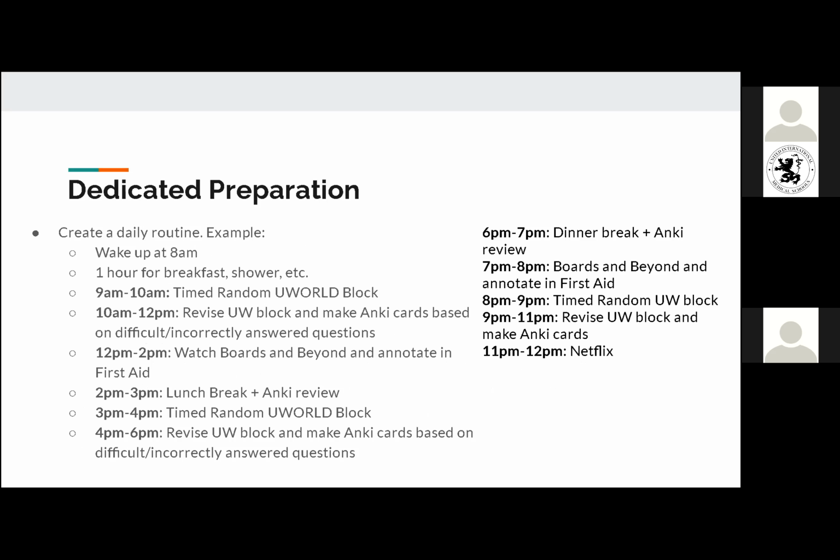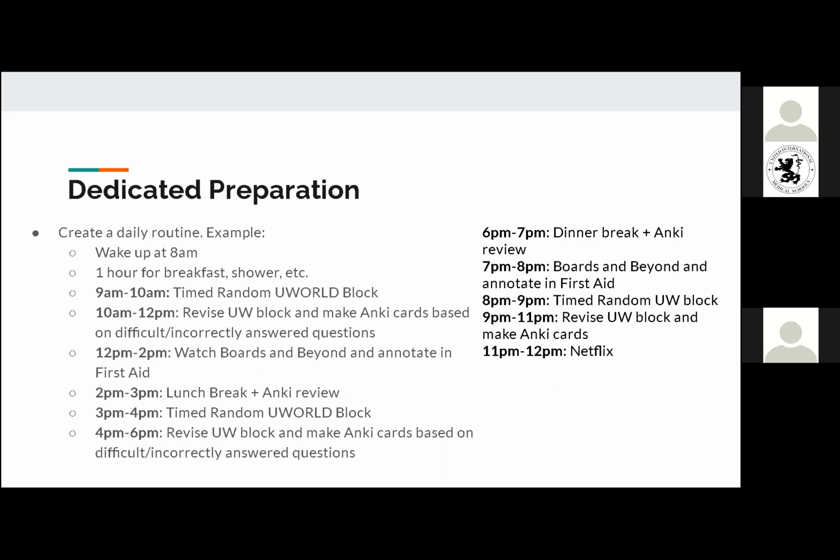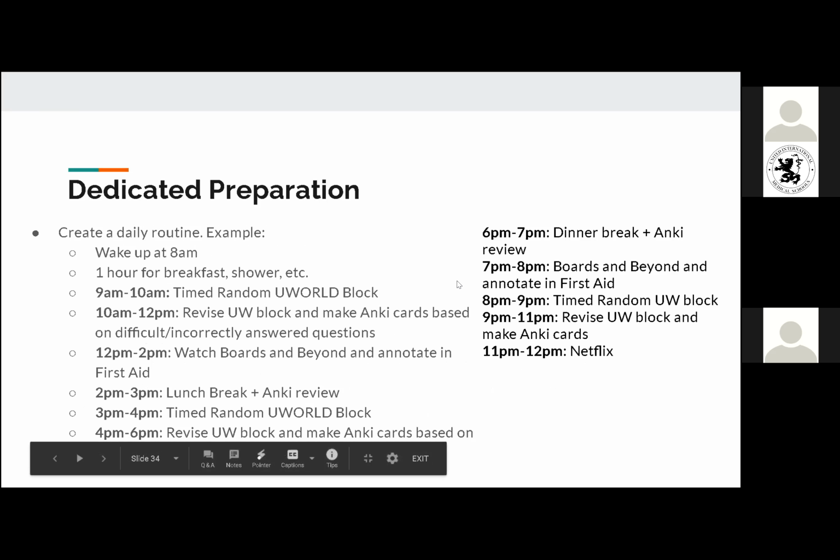You have to create a daily routine during your dedicated preparation. So, for example, this was my daily routine when I was studying for Step 1. You have a wake-up time, then you have 1 hour for breakfast and all that, and then you start. You can read this on your own. I'm not gonna read it now, but it's just a routine, and then you have some breaks in between. So every single day you have to follow this routine.